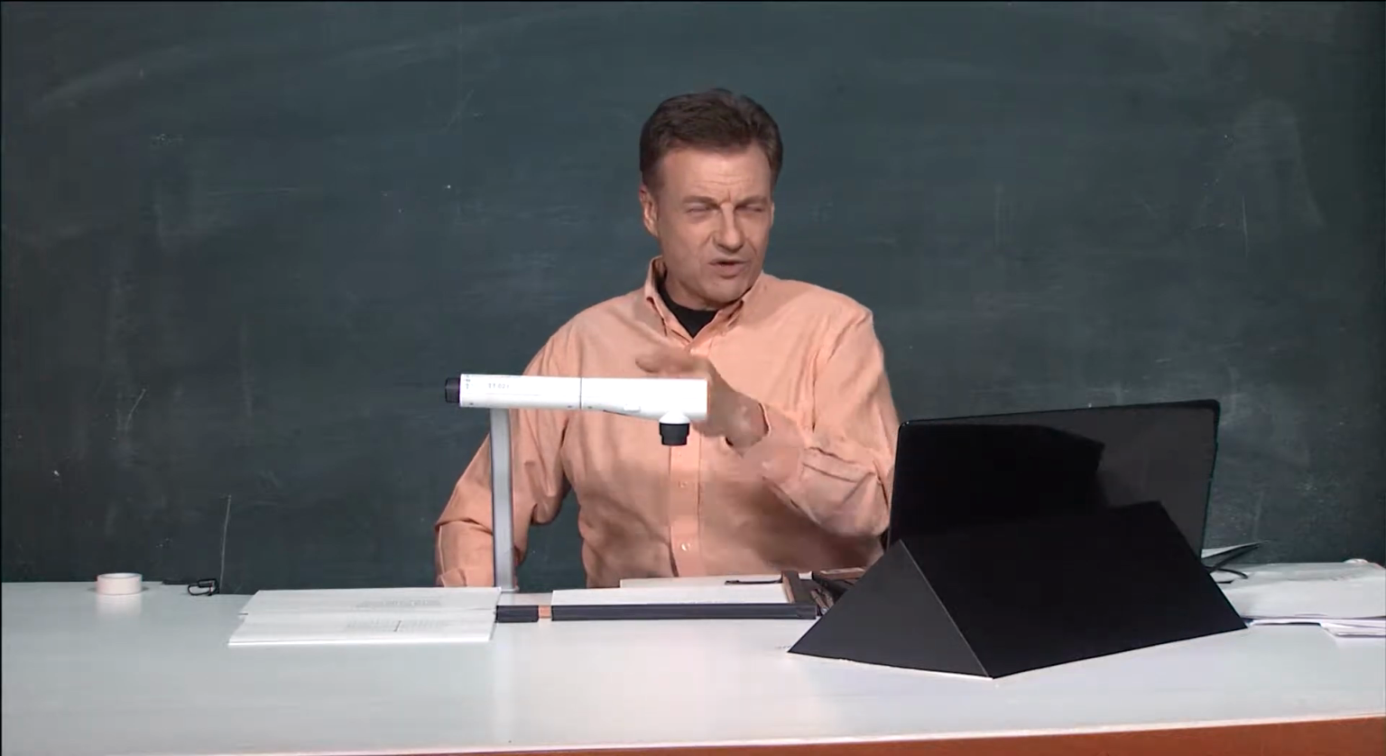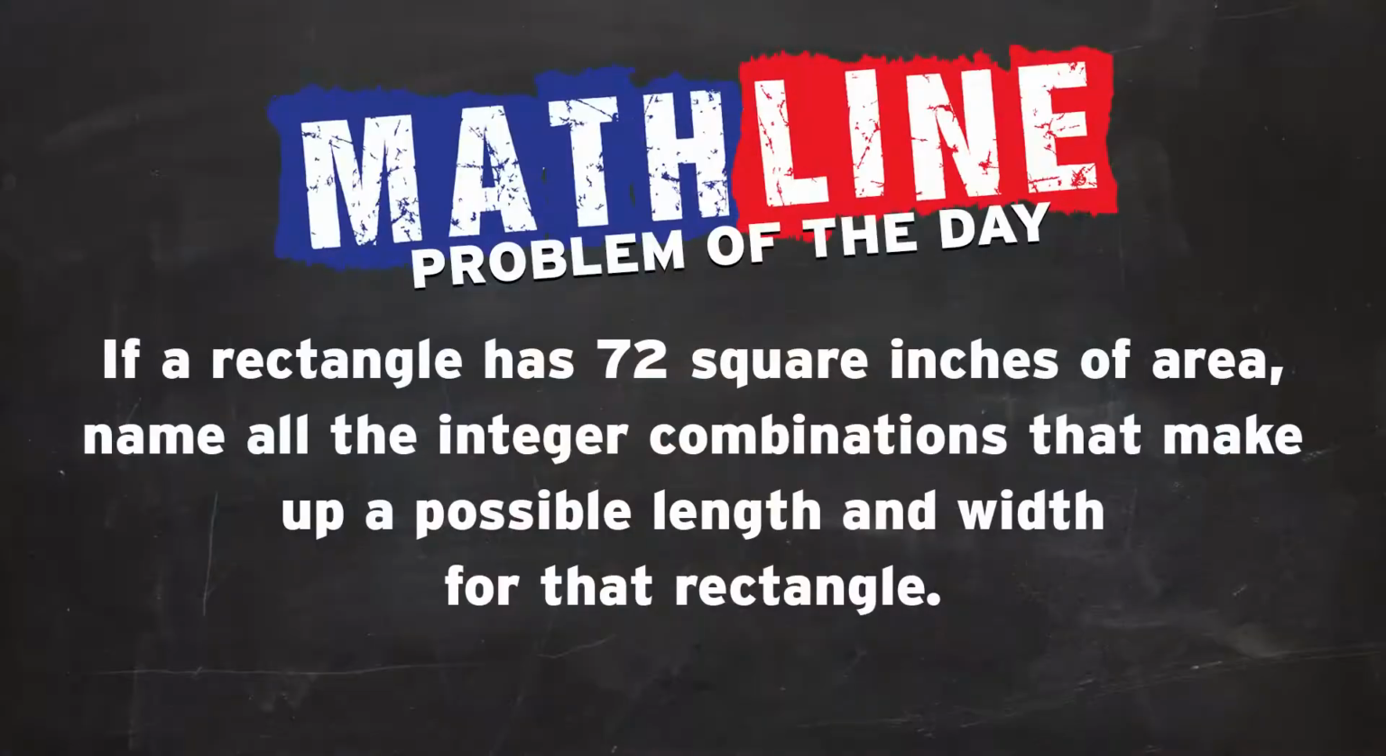How about starting, by the way, with the problem of the day? And this one says, if a rectangle has 72 square inches of area, name all the integer combinations that make up a possible length and width for that rectangle.